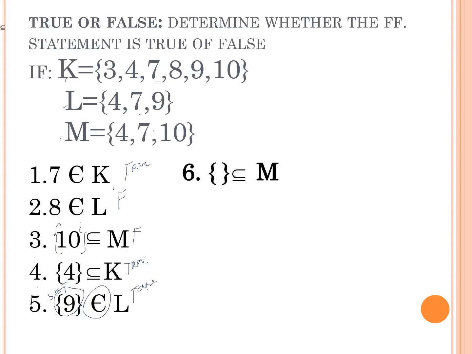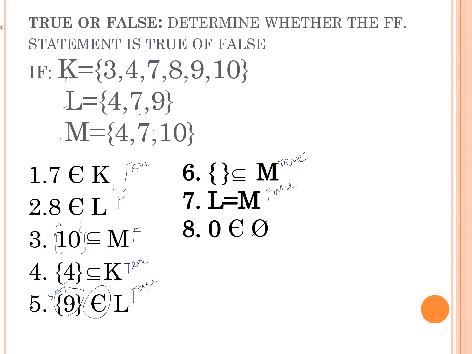Number 6, null set is a subset of M. Of course, we have said a while ago that the null set is always a subset of any set. So this is true. Number 7, set L is equal to set M. When we say equal, they should have exactly the same elements, but since they only have 4 and 7 as common elements, so this is false.